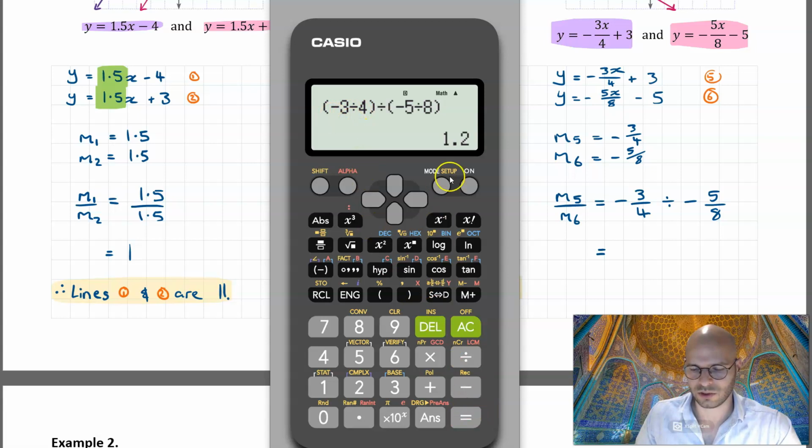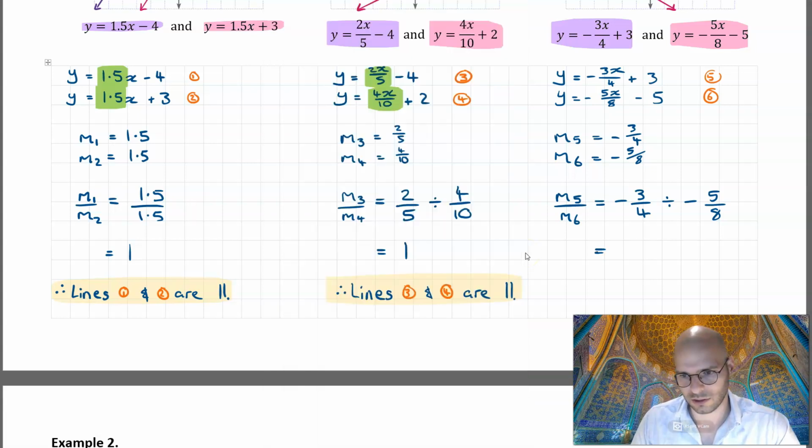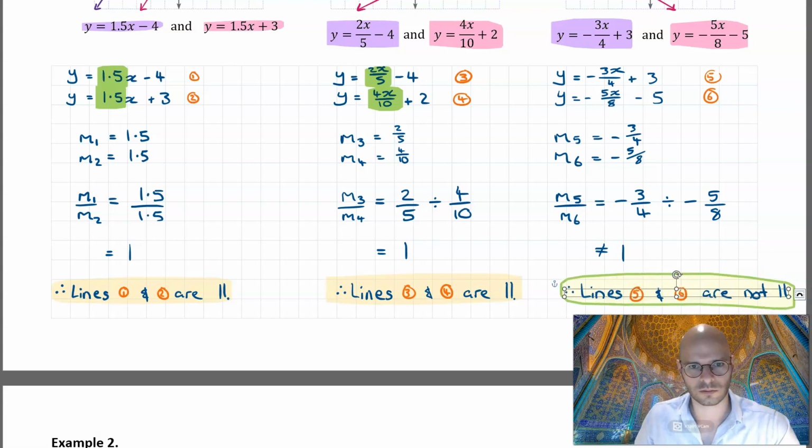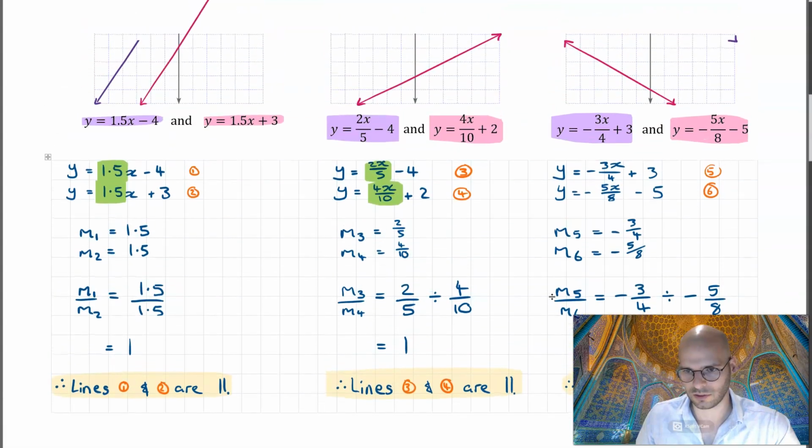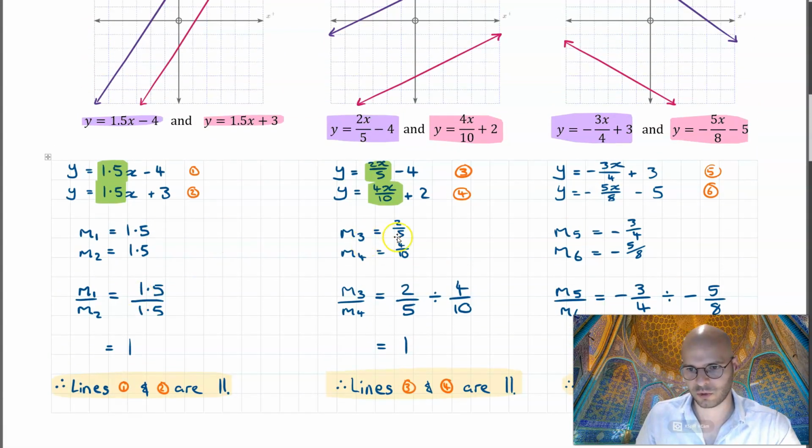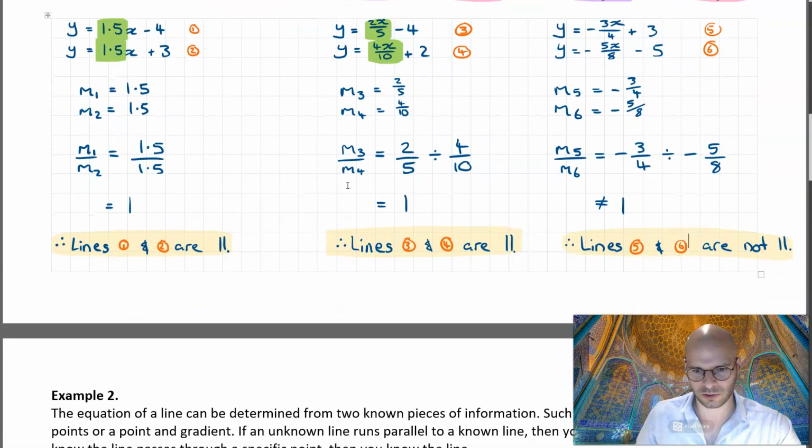I hit equals, and what you'll notice is I don't get a value of 1 in this instance. Rather, it's not equal to 1. And therefore, because it's not equal to 1, I can conclude lines 5 and 6 are not parallel. So this has been the process we go through to verify whether our lines are parallel or not. Now let's move on to some trickier stuff.